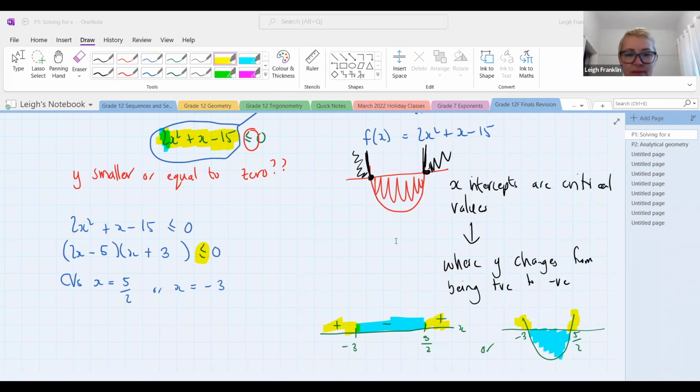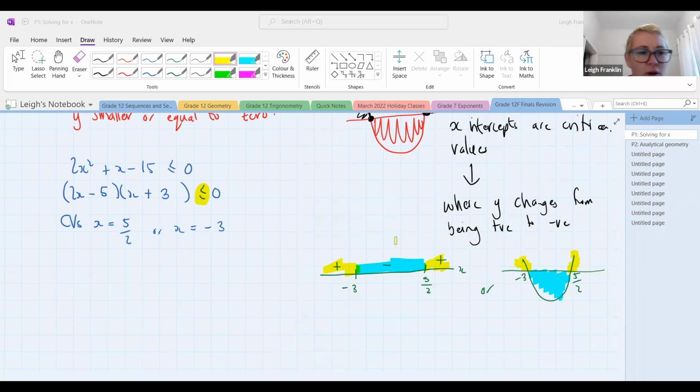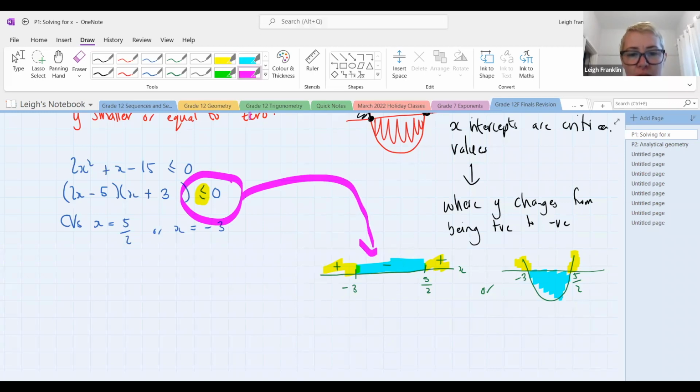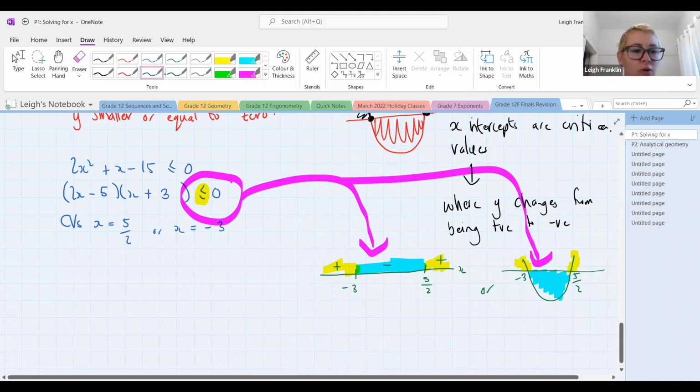Excellent, Diana. Okay, so they're asking us to look where y is smaller than 0. So where is y negative? This bit over here means we need to be looking over there or over here. Right, so between -3 and 5 over 2. How do we write between in maths?